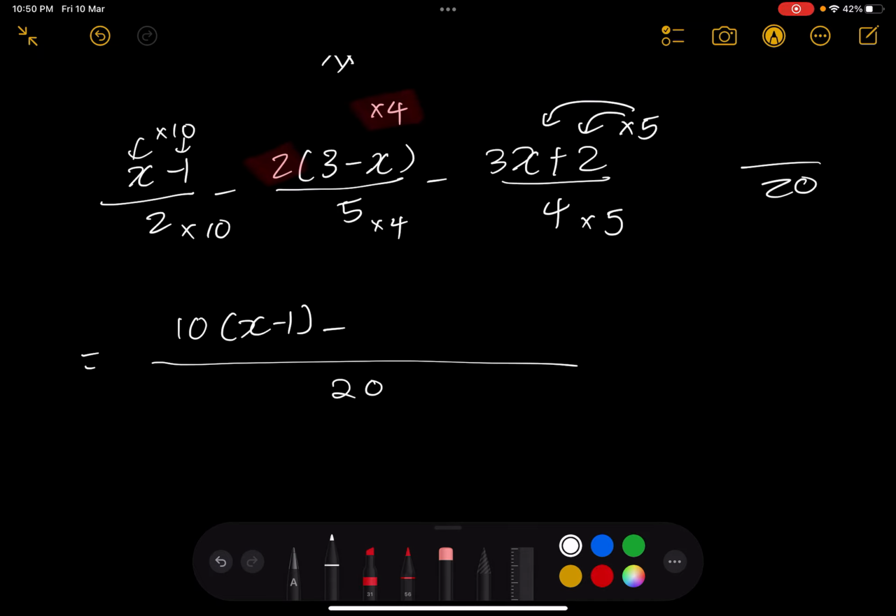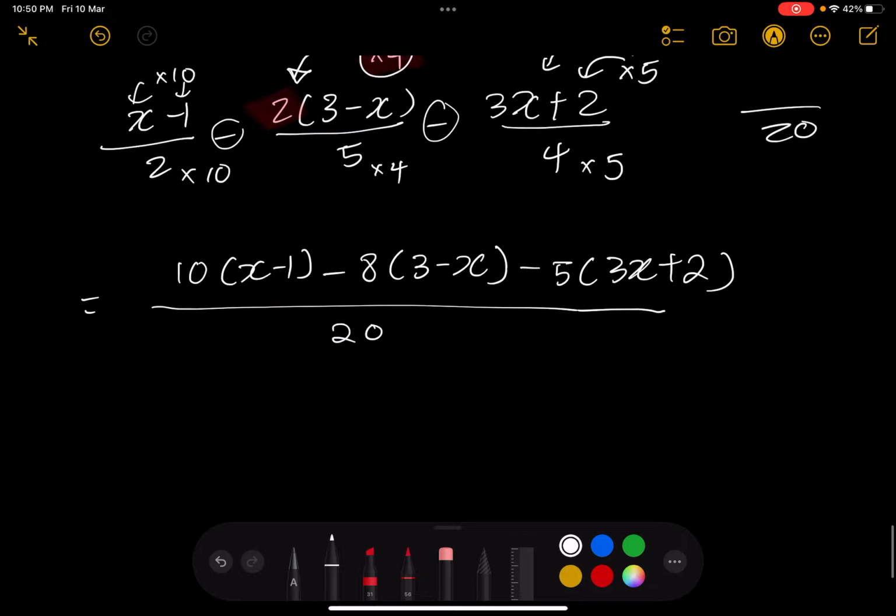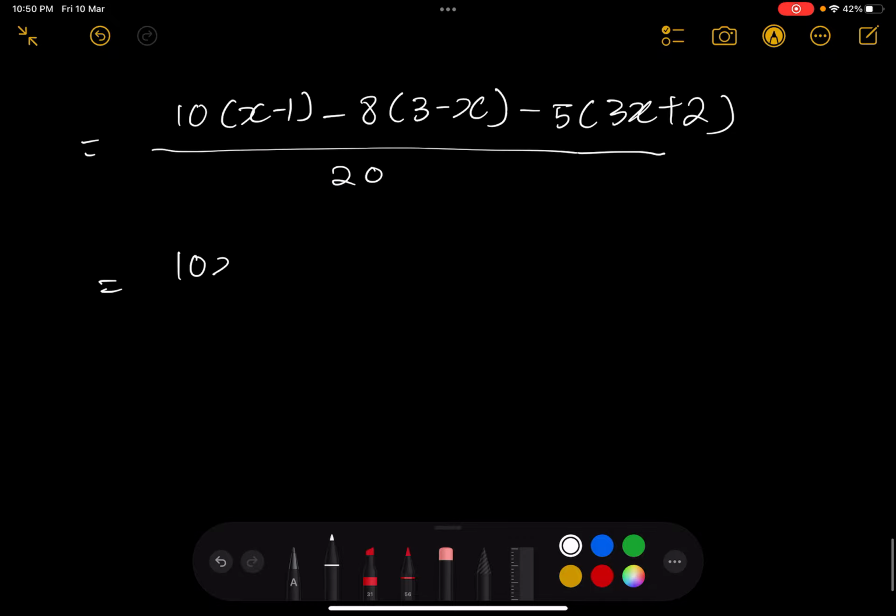usually if there's nothing I just put 1, right? So if I times 4, right, I'll put it here together. 4 times 2 is 8. So it becomes 8, 3 minus x. Can follow? Minus, follow the signs, minus 5 bracket 3x plus 2. Can follow? Now we do our expansion.